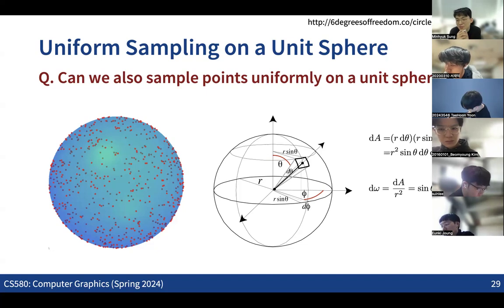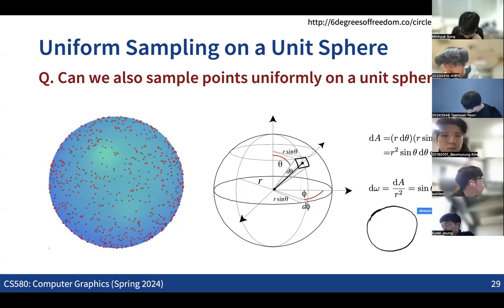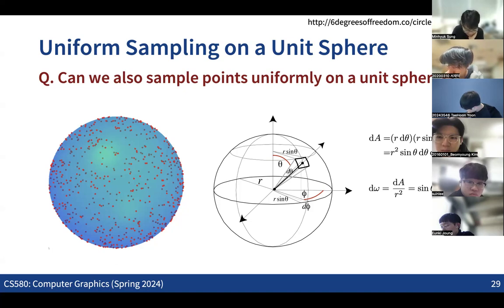So we can also think of sampling points on the circle, not inside the circle. For those cases, we can consider sampling any 2D points and normalizing them. Actually, we can see that this simple approach may not really give uniform samples.